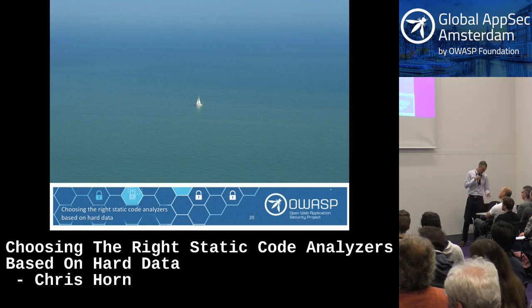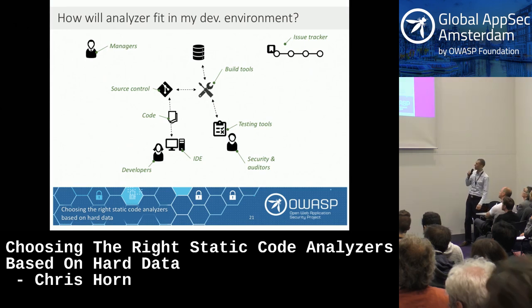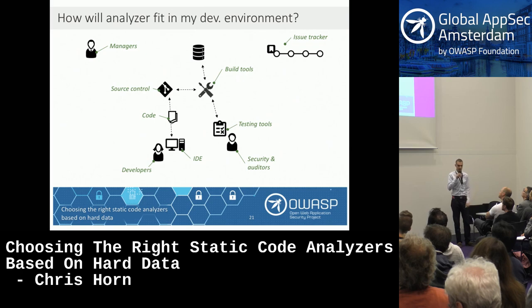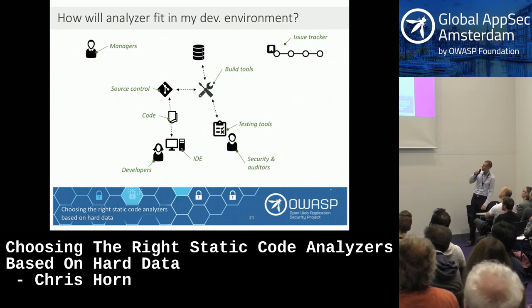Basically, we can't consider analyzers in isolation. We have to look at them in the environment where they're going to be, and that environment looks like our CI pipelines. Here on the bottom left, we have developers working in their IDEs, pushing code back and forth to their source control system. We've got a build server here, maybe pulling in some compiled artifacts and libraries and things.